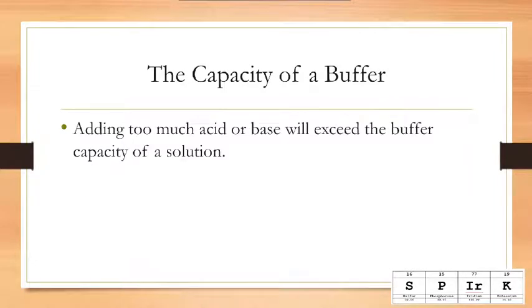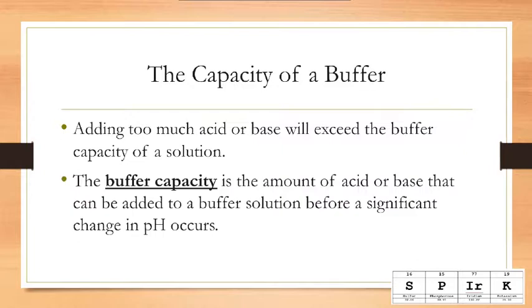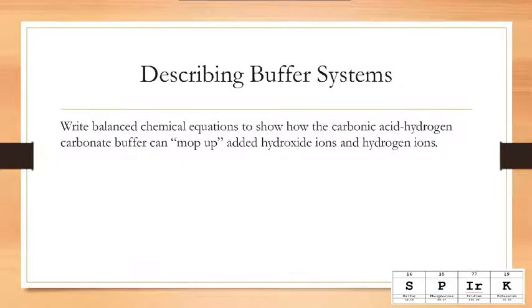Adding too much acid or base will exceed the buffer capacity of the solution. The buffer capacity is the amount of acid or base that can be added to the buffer solution before a significant change in the pH occurs. So we can describe buffer systems. We're going to write balanced chemical equations to show how the carbonic acid-hydrogen carbonate buffer can mop up added hydroxide ions and hydrogen ions.